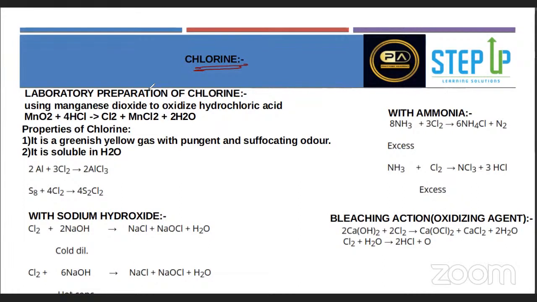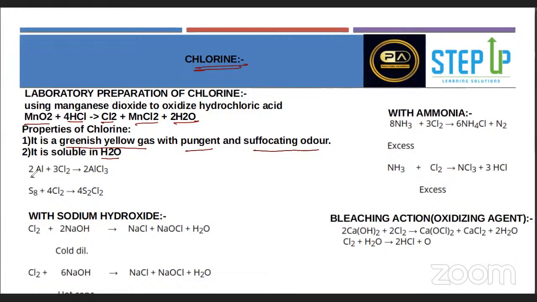So chlorine, the laboratory preparation of chlorine. What we do, we take MnO2, manganese dioxide, with HCl, which forms Cl2, MnCl2, and 2H2O. Okay. Properties of chlorine: it is a greenish yellow gas with a pungent and suffocating odor. It is soluble in H2O.